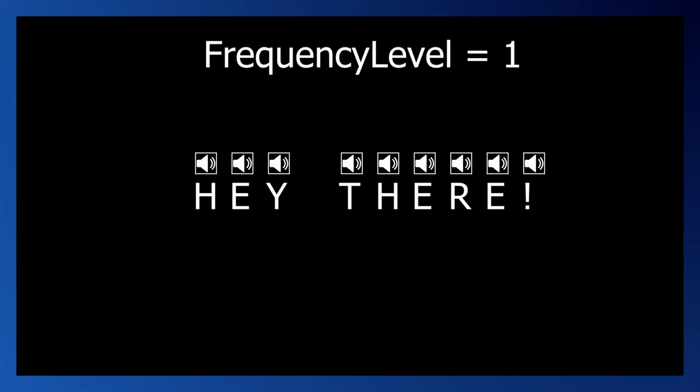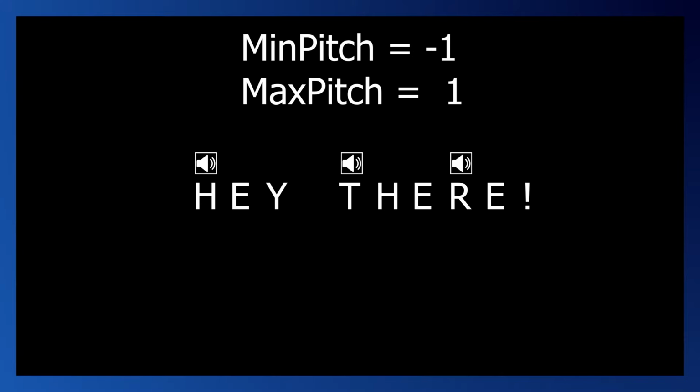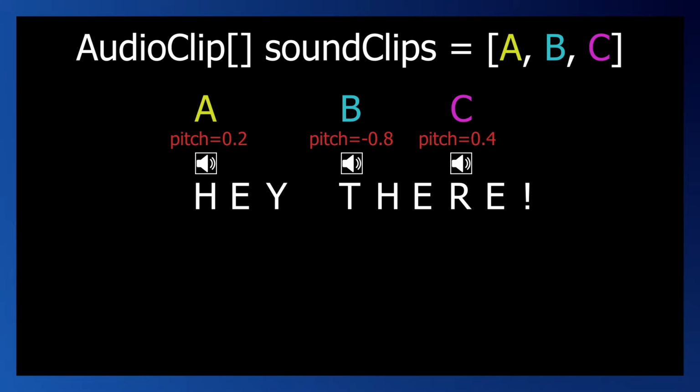So in that case, we'll add a variable called frequency level to control whether we should play the sound every single character, every other character, every 3 characters, or so on. Next, each time we play the sound clip, we'll also add an option to change the pitch of that sound between a minimum and maximum value, which will make the sound come across as a bit different each time it plays, even though we're using the same sound clip. And last, we'll also add the option to select from multiple sound clips each time a sound is played, so that we can combine different sound clips to make the audio feel more dynamic.